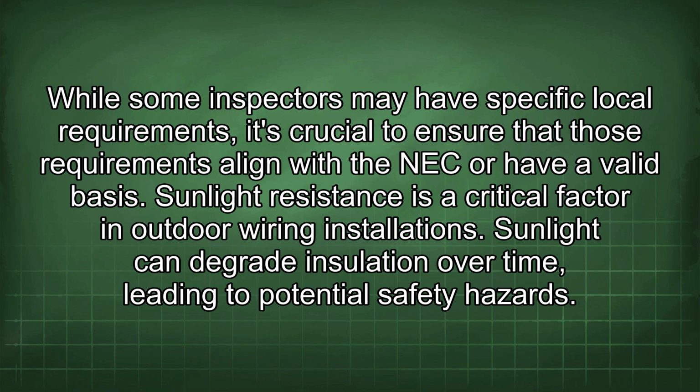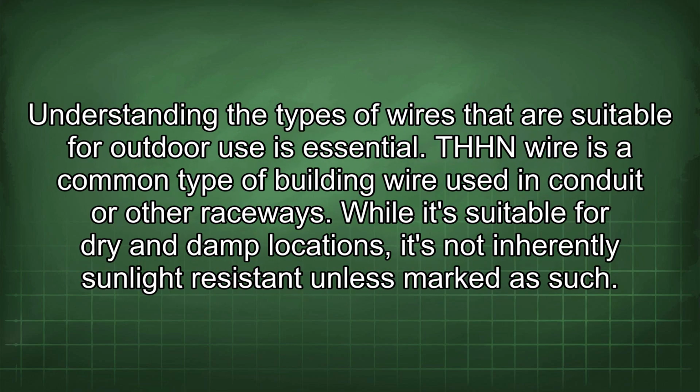Sunlight resistance is a critical factor in outdoor wiring installations. Sunlight can degrade insulation over time, leading to potential safety hazards. Understanding the types of wires that are suitable for outdoor use is essential. THHN wire is a common type of building wire used in conduit or other raceways. While it's suitable for dry and damp locations, it's not inherently sunlight resistant unless marked as such.